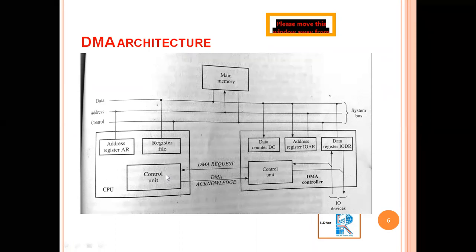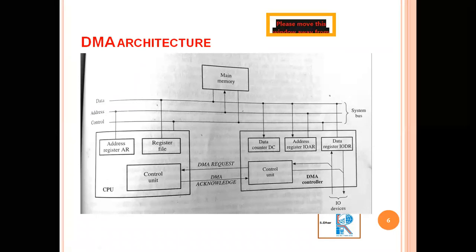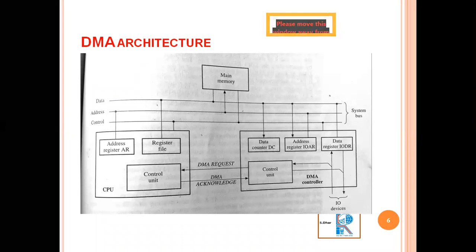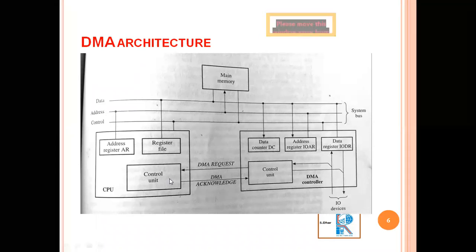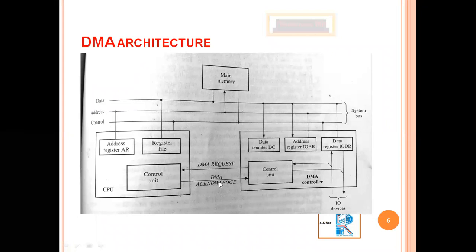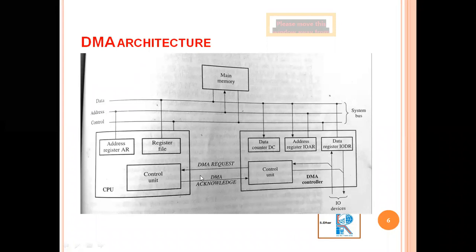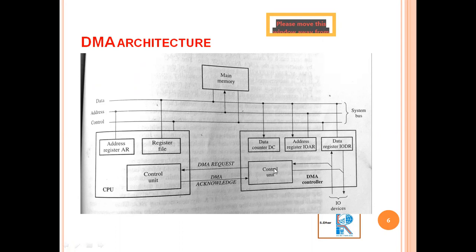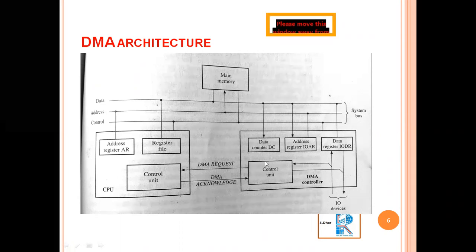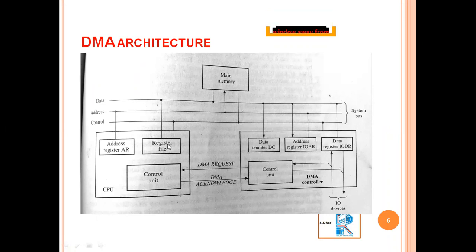So suppose the CPU is doing some work. Depending on the different types of transfer mode, that means burst mode or CPU cycle stealing mode, it will leave or grant the bus. It will grant the bus and send one DMA acknowledgement signal to this DMA controller. That means it will tell it, see, I have left the bus and I have granted the bus to you. You can use the bus now. So when this controller gets the DMA acknowledgement signal, it knows that the bus will not be used by the CPU now, so it will transfer the data from main memory to the IO device.